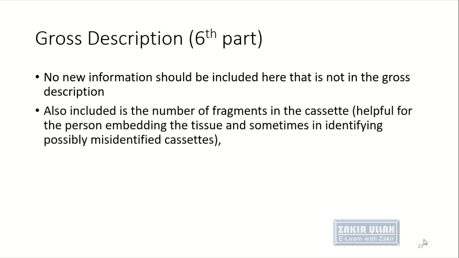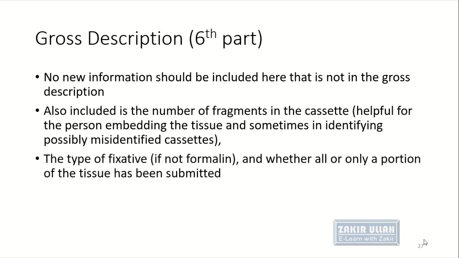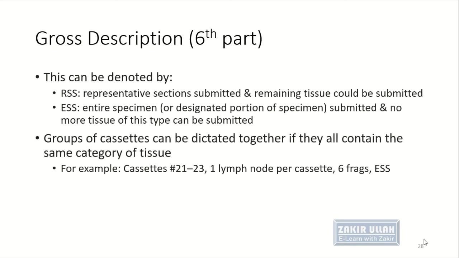Also, in this part, include the number of fragments in the cassette, which is helpful for the person embedding the tissue and sometimes in identifying any misidentified cassette. The type of fixative, if it is not mentioned before, should also be mentioned, and whether all or only a portion of the tissue has been submitted. So this should be mentioned in the last part of the gross examination.